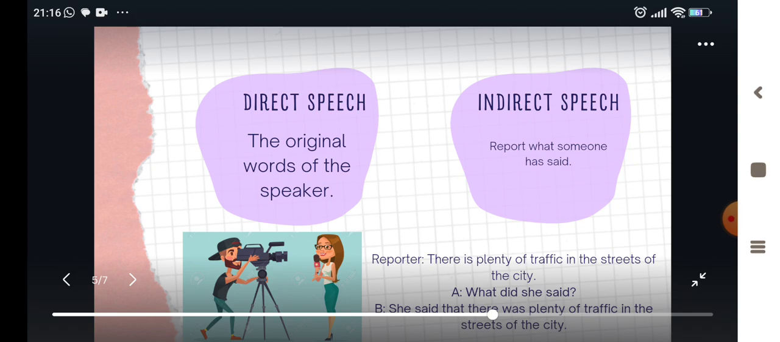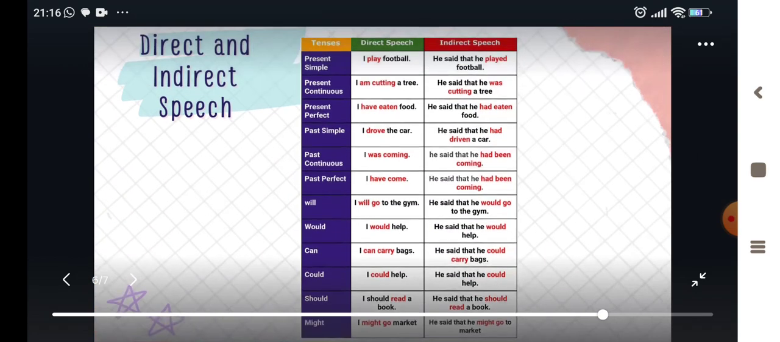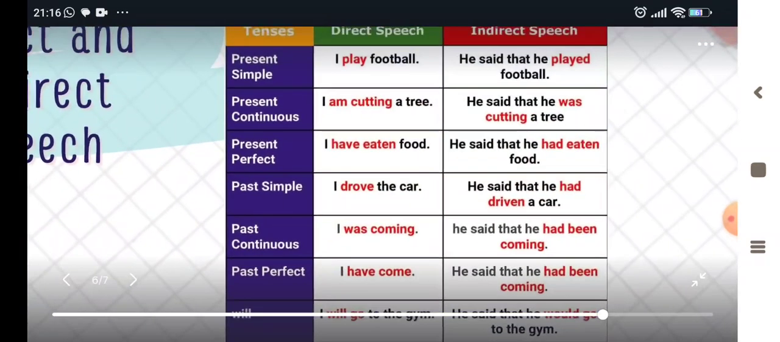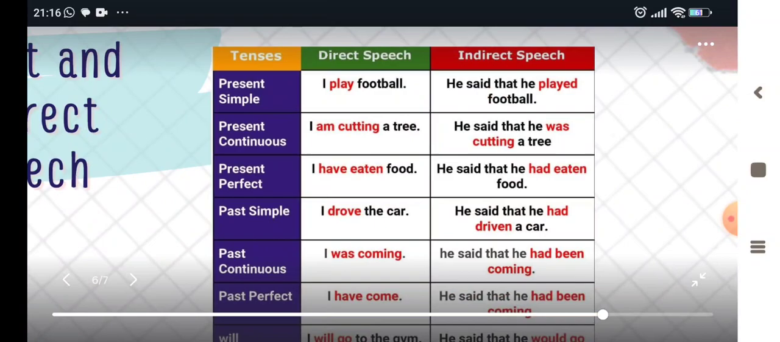If we notice in this part, we are changing the verb to be to the past, and we are mentioning the person, she, and she said in past. So something important is to look at the tenses. For example, in present simple, I play football, but in indirect speech he said that he played football. If we notice, in this case we are changing the present simple to past simple.